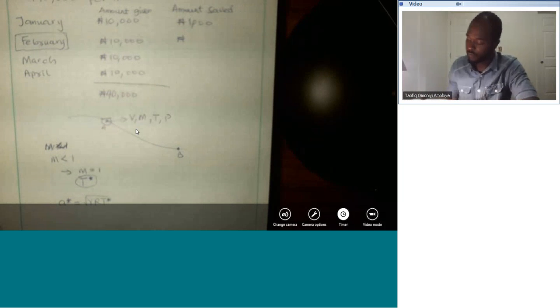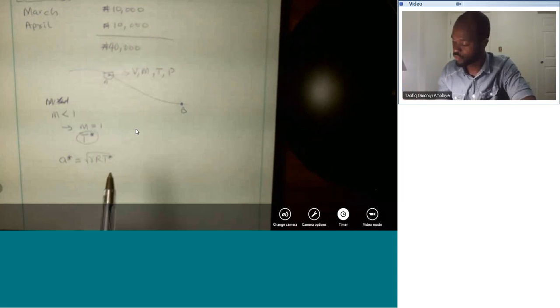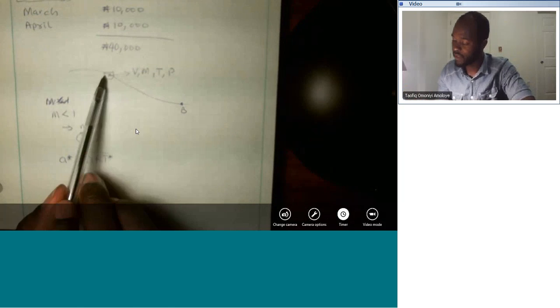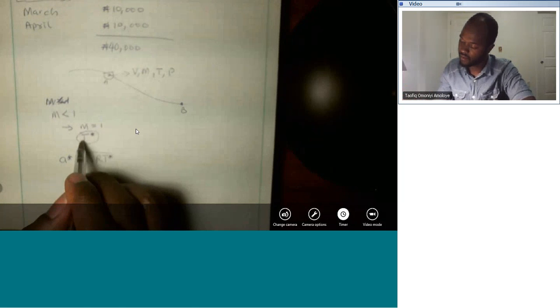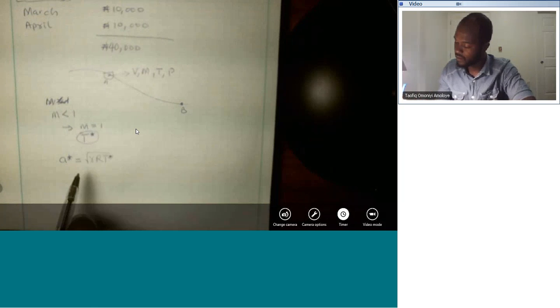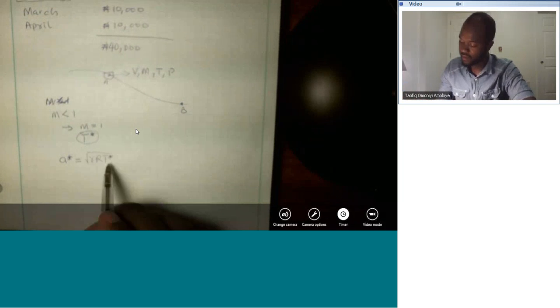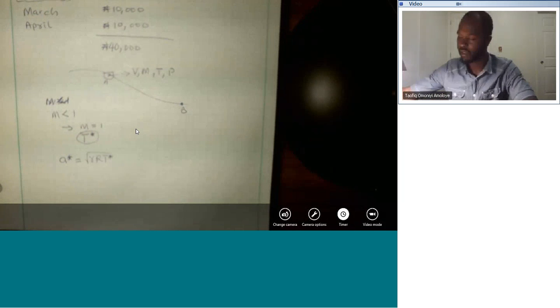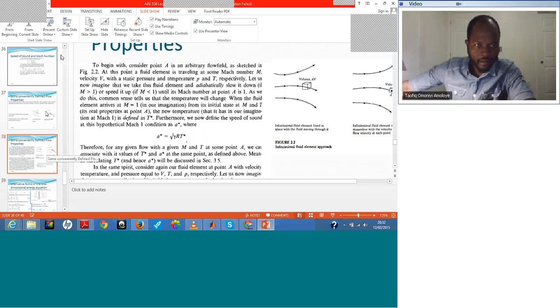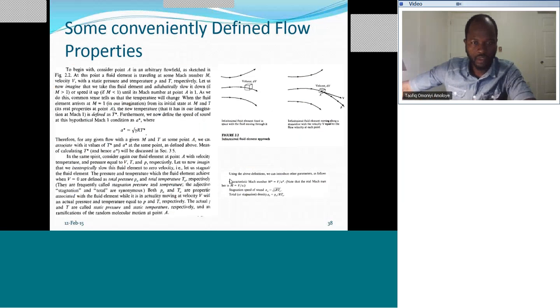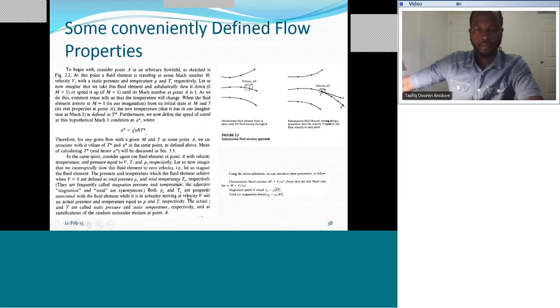But now it is going to be useful for us to define such an imaginary state where the fluid element has been sped up or slowed down to Mach 1, and then we define the temperature it has then as T star, and then the speed of sound at that point as A star, which is equal to the square root of gamma R T star. So if we go back to the slide now, I want to do the slideshow. So that is the explanation for T star and then the square root of gamma R T star.